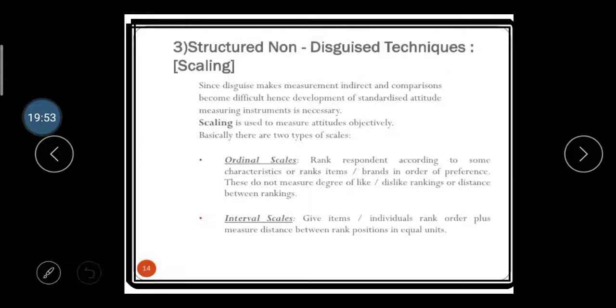This is used to measure the degree from like to dislike, ranking and discussing the ranking. Then the second one is the interval scale, which gives the item an individual rank order plus measures the distance between the rank positions in equal units.